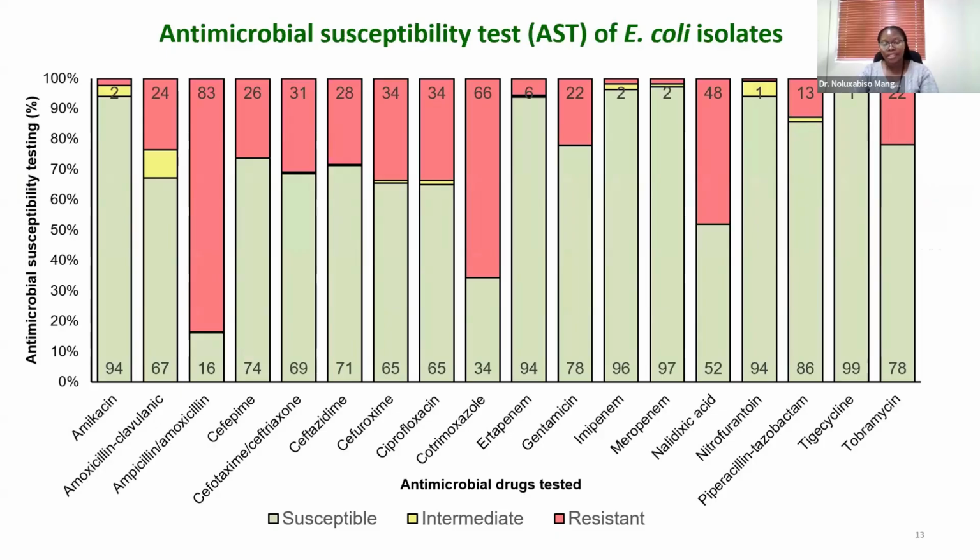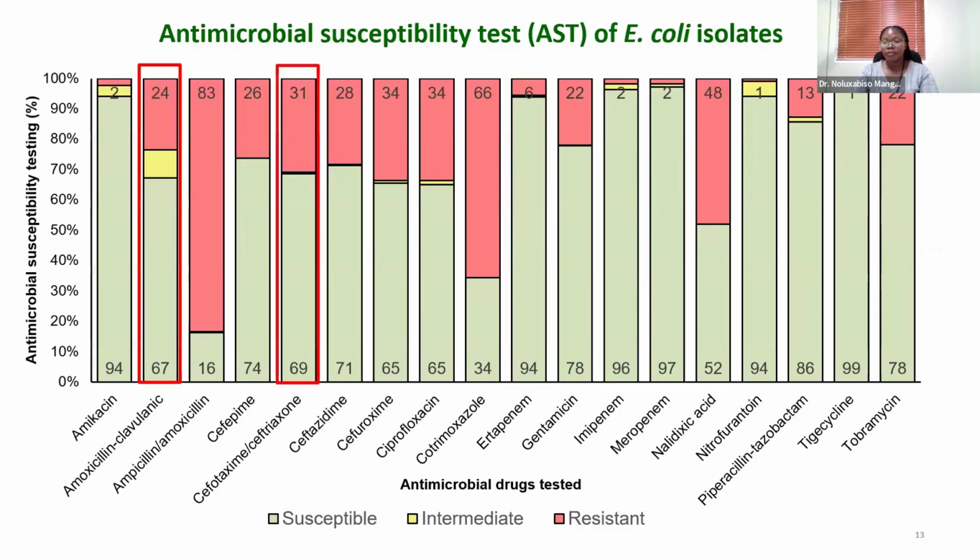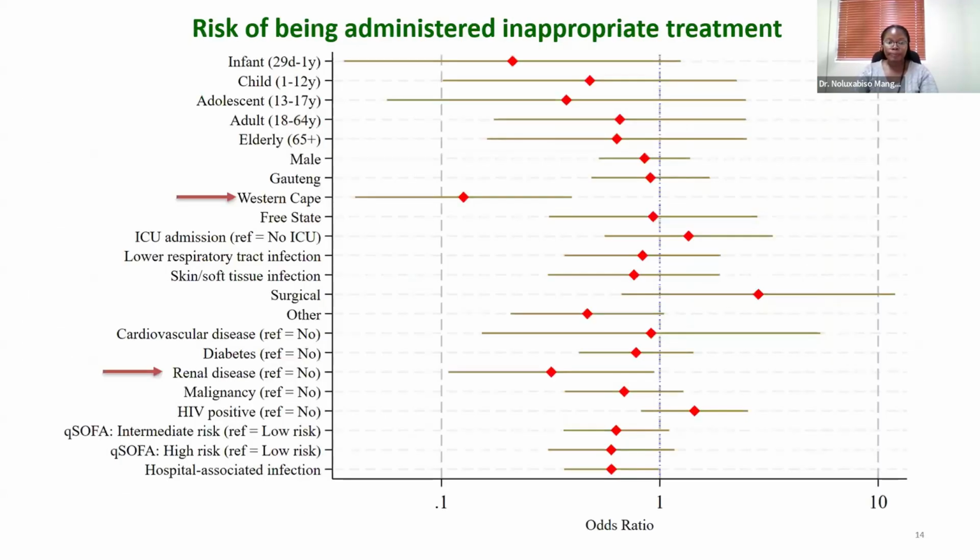And when we're looking at the antimicrobial susceptibility testing that was conducted, we noted low antimicrobial resistance to amikacin as well as carbapenems, while the frequently prescribed empiric antimicrobials such as amoxicillin clavulanic acid, as well as ceftriaxone, had comparatively moderate resistance at 24% and 31% respectively.